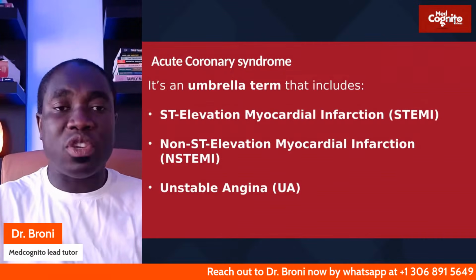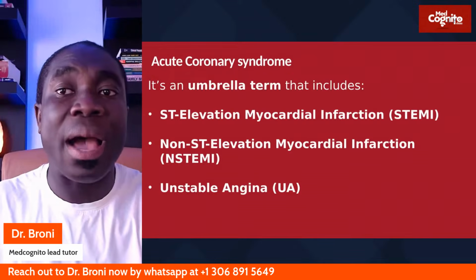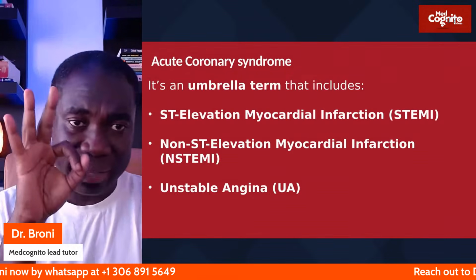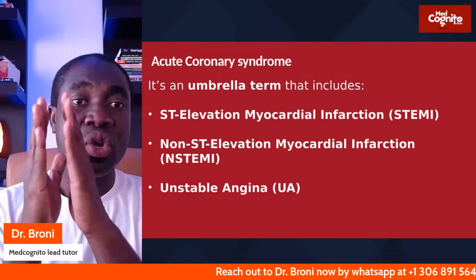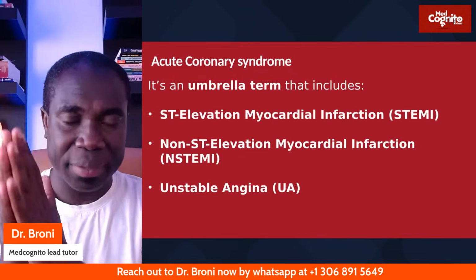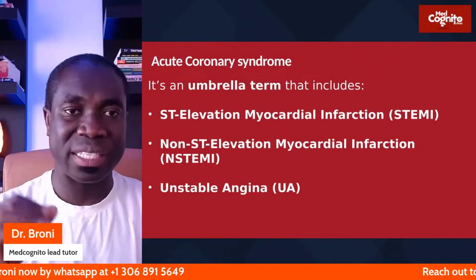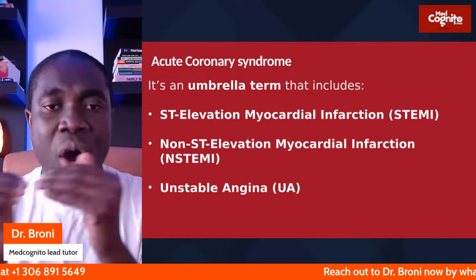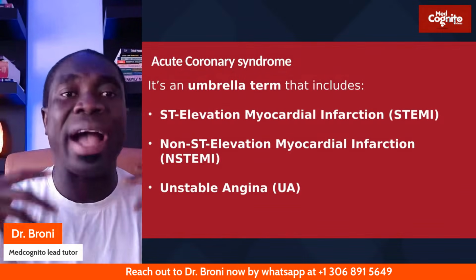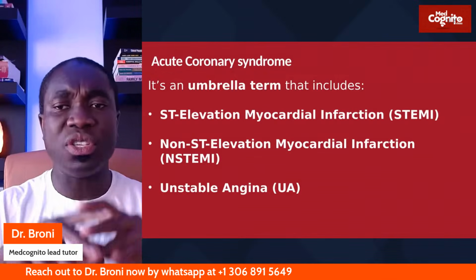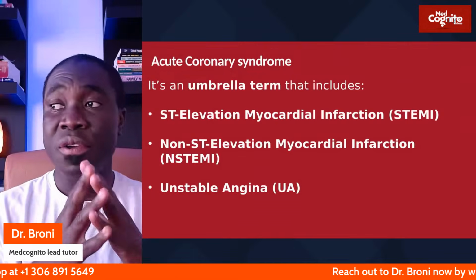Now, when you talk about acute coronary syndrome, we're talking about an umbrella term, and we're talking about three things here. Number one is ST segment elevation myocardial infarction, which we call STEMI. Number two, non-ST elevation myocardial infarction, which we call non-STEMI or NSTEMI. And then we also have another nomenclature we call unstable angina. And today I'm going to use this class to help us break these three topics down very well.